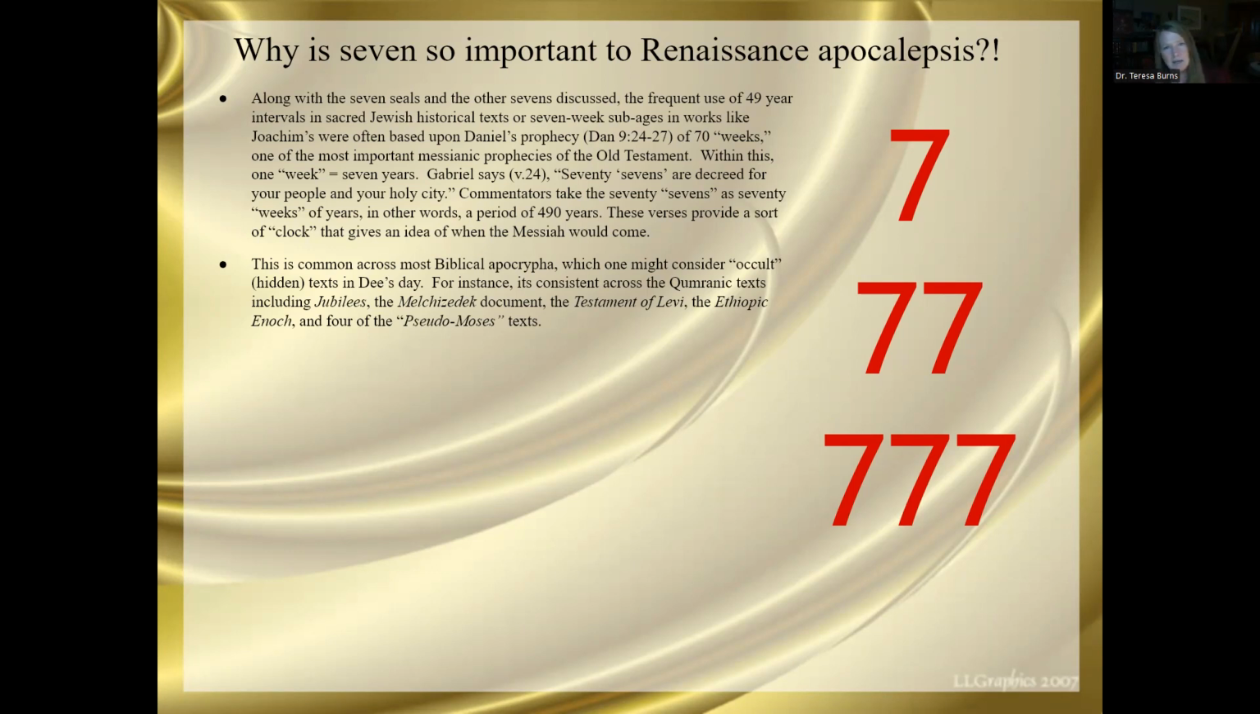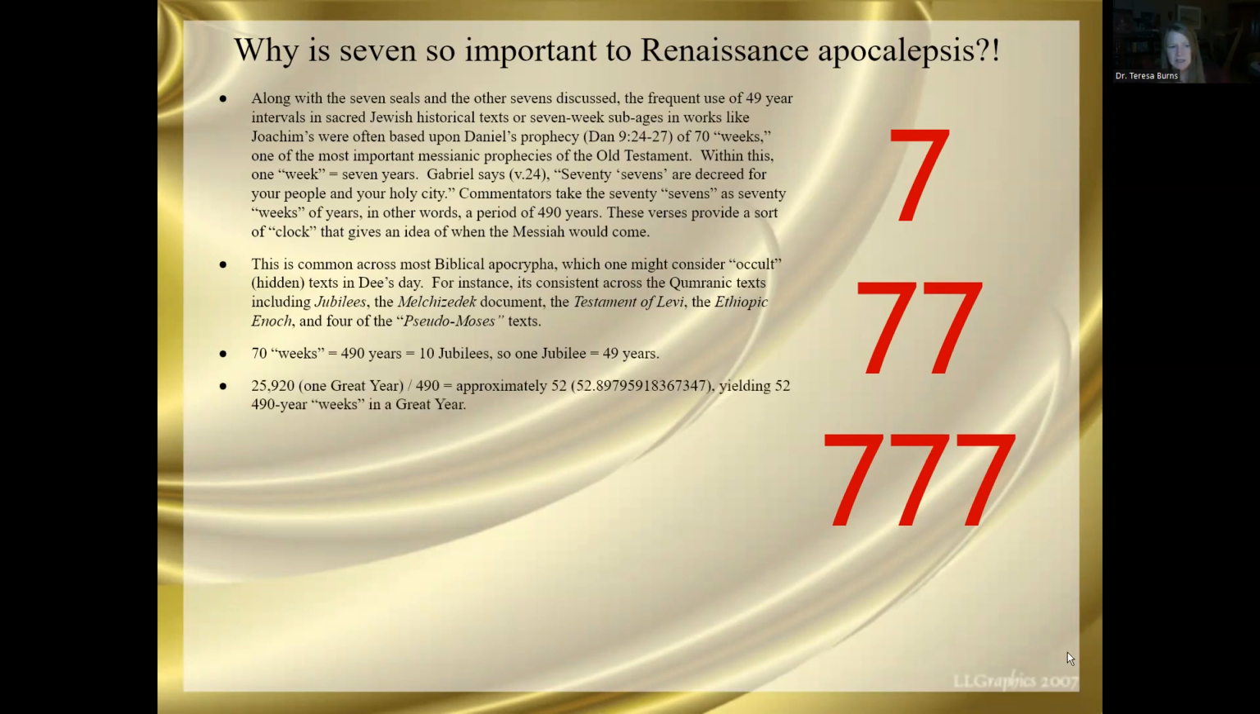If he had copies or knew of them, they would not be in his diary because they would get him in a decent amount of trouble. So just in case you want to do the math here, 70 weeks, so that's 490 years. If you go to the Book of Jubilees, that's 10 Jubilees, so 1 Jubilee is 49 years.